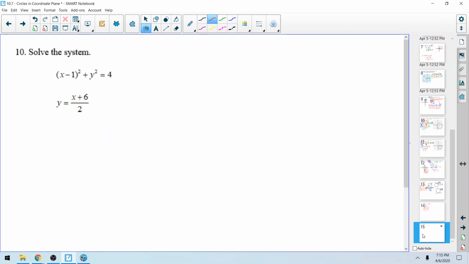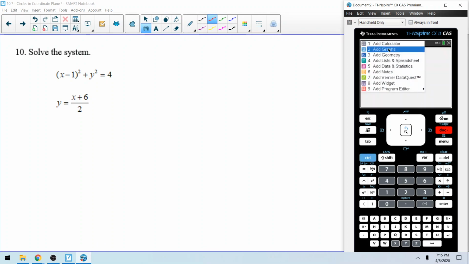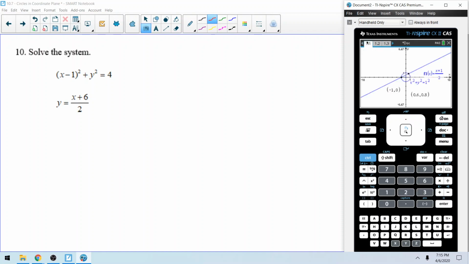Last but not least, solve the system. So let's try that trick again. Control, add a page. We're going to add a graph. So once again, there's your first one, there's your second one, there's your third one, just in case you want to go back and reference it. So on this one, instead of changing our template, why don't we switch it up a little bit? We'll do the line first.